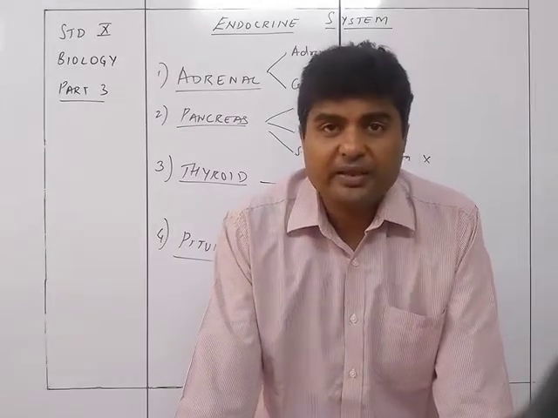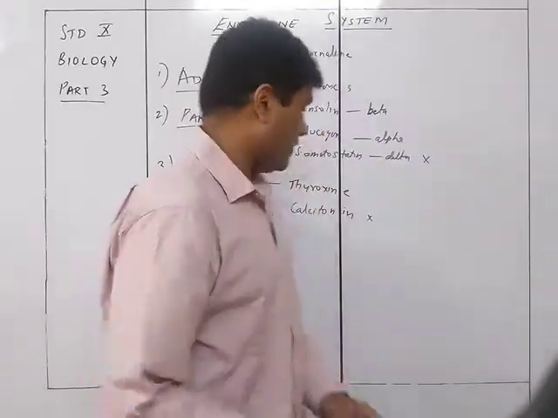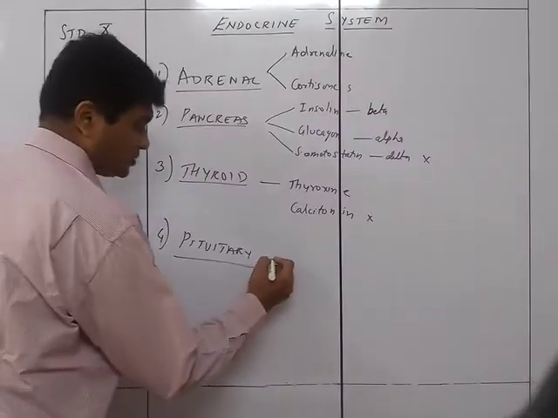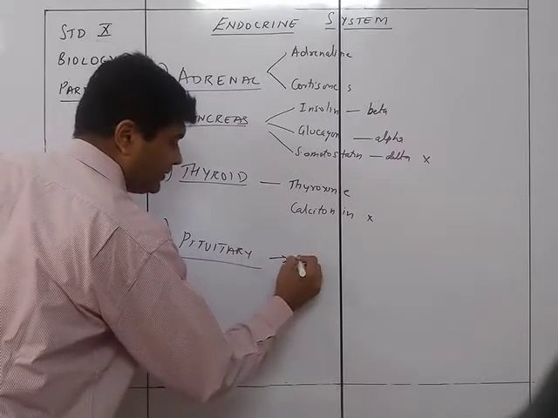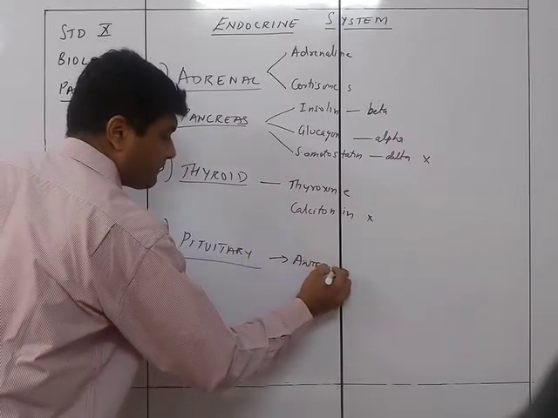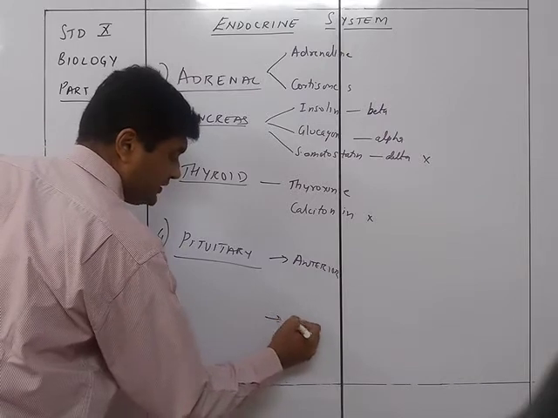Now the hormones from the anterior pituitary gland. So we have divided the pituitary gland into two parts. The first one is the anterior and the next one is the posterior.